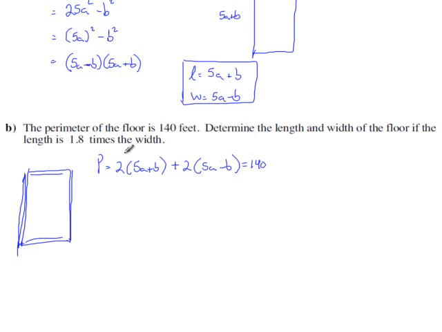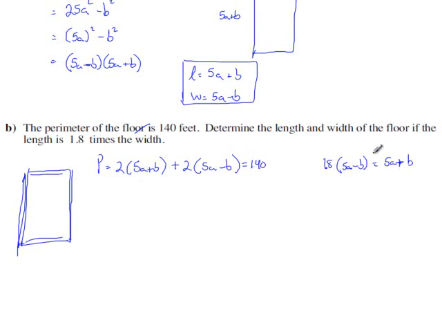Then they're saying that the length is 1.8 times the width of the floor. So that means if you took the width of the floor and multiplied it by 1.8, you get the length. So let's do that. I know that 1.8 times my width, which is 5a minus b, equals your length of 5a plus b. Okay, this gives you two equations and two unknowns, a and b. So if you have two equations and two unknowns, you can solve the problem.